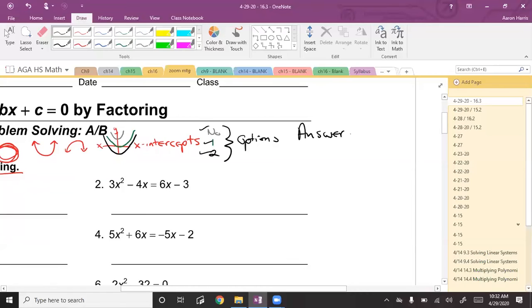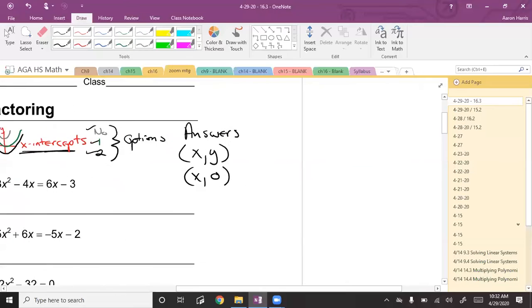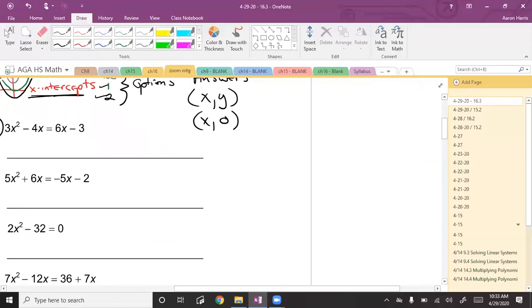And our answers can be written in coordinate pairs. Y will always be what? 0, because we're talking about x-intercepts. So now, number 2, I'm going to do this right here.